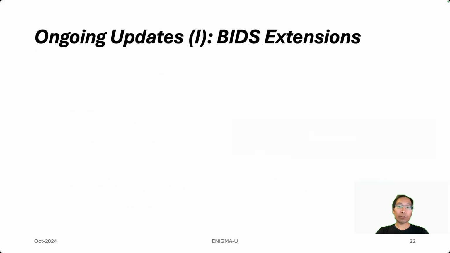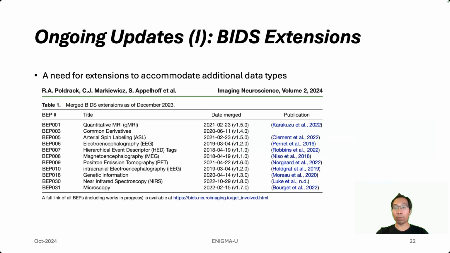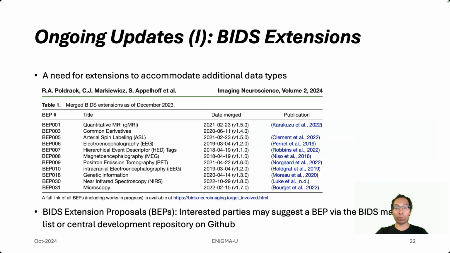All right, let's talk more about the updates. First, the field of neuroimaging is developing rapidly. Thus, new modalities and sequences are always developed and included in understanding brain structure and function. To address this situation, BIDS extensions have been developed to handle, for example, qMRI, MEG, etc. Users can also contribute to this process via the BIDS extension proposals.